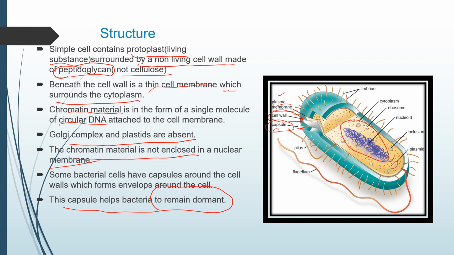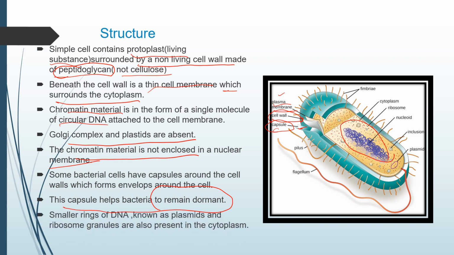When the bacteria is not reacting to anything, it is in a dormant state. It's not active. Now, smaller rings of DNA known as plasmids. You can see here smaller rings of DNA called plasmids, and small ribosome granules, which are also present in the cytoplasm. So the cytoplasm contains small rings of DNA and ribosome granules also.